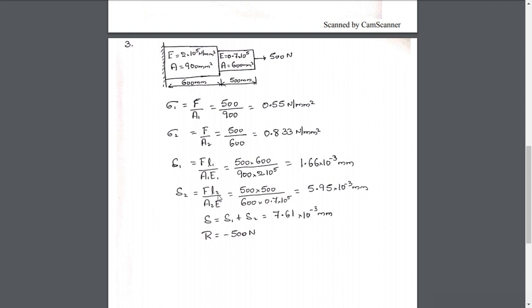Next, I'll add both the deformations to get the total deformation delta, that is 7.61 into 10 power of minus 3 millimeter. Reaction force, here the force applied is positive, that is 500 Newton, and reaction force will be opposite to that, that is negative 500 Newton. Let us cross check the values by using ANSYS.